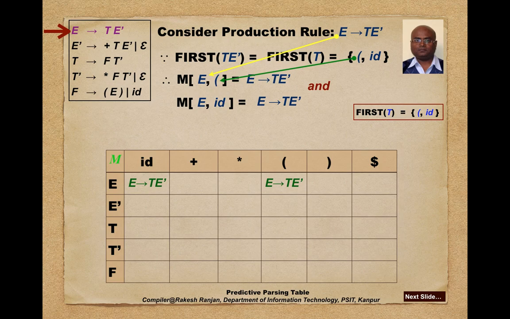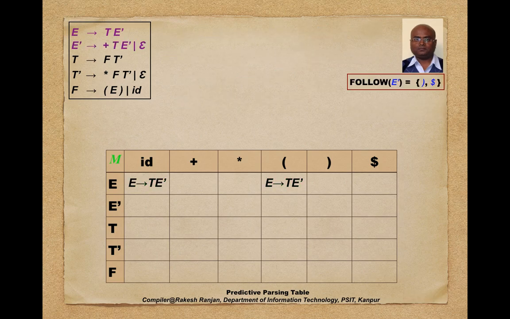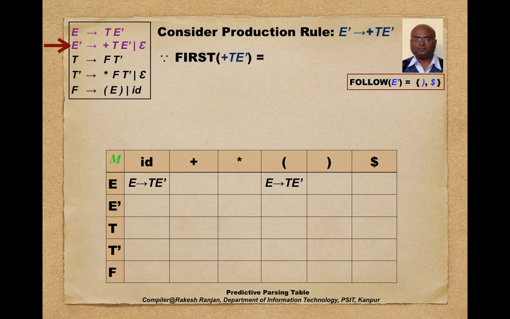Now we will consider the next production rule, E dash arrow plus TE dash or epsilon. In the case of E dash arrow plus TE dash, the first of plus TE dash is plus, and hence at E dash and plus this production rule is placed. The production rule will be E dash arrow plus TE dash, placed at this tabular location.